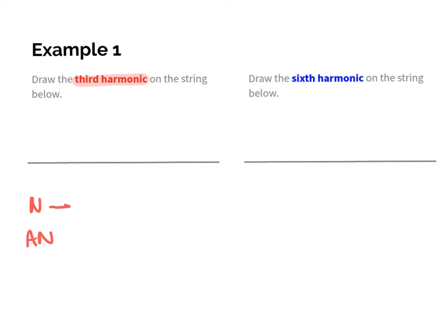So based on that previous chart, what we should know is that the number of nodes is going to be 1 more than the harmonic we're on. So if we're on the third harmonic, that means we're going to have 4 nodes. Now the nodes are going to be my places of zero displacement, which means they're going to fall on the string. Now know that based on what we did, the 2 fixed ends are always going to be nodes.